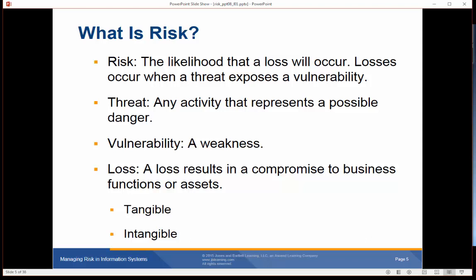Basically risk is the likelihood that a loss will occur. Losses occur when a threat exposes a vulnerability. And basically a threat is an activity that presents a possible danger. Just because it's a threat doesn't mean it's going to happen, but you need to prepare for that. A vulnerability is simply a weakness. And so a loss is a compromise to business functions or assets, and as I mentioned, can be tangible or intangible.